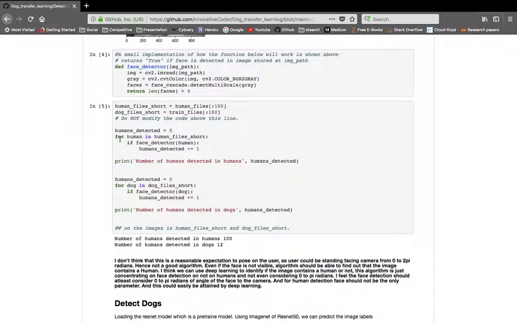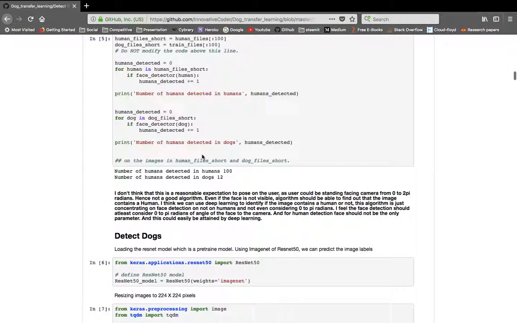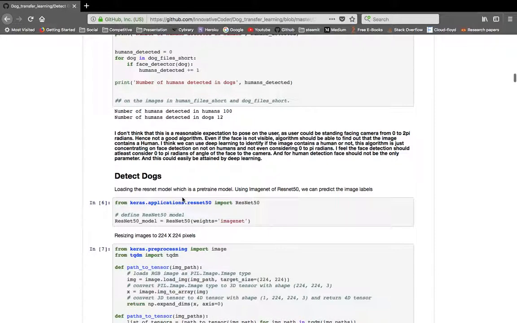Then we have importing the files and then sorting them and doing all that stuff. Now we are detecting the humans. The number of humans detected in humans is 100, and the number of humans detected in dogs is 12. We can see over here how bad our classifier is working. I have written my analysis report.